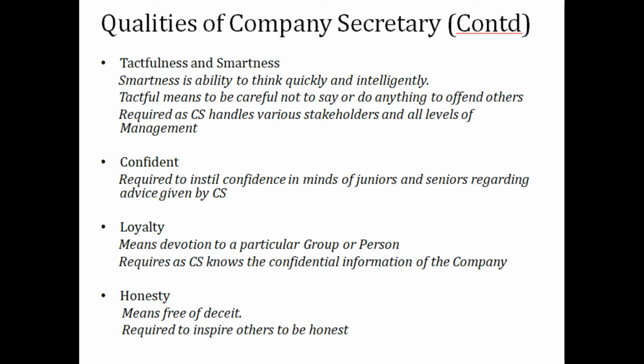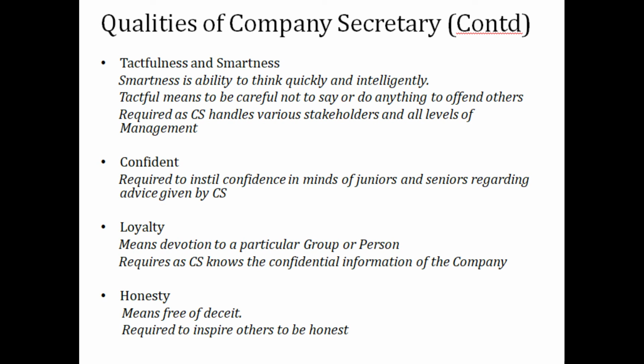Now, tactfulness and smartness. Smartness is the ability to think quickly. Tactfulness is to be careful not to say or do things that will offend others. So because the CS is handling various stakeholders, he has to be both smart and tactful. Confidence, the CS should be confident in his work that whatever he is doing is correct, so that his followers will also have a confidence in the CS.